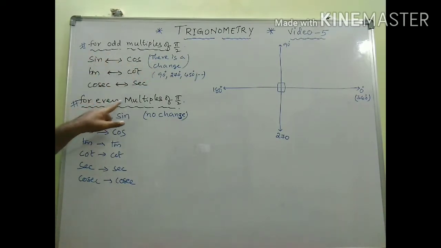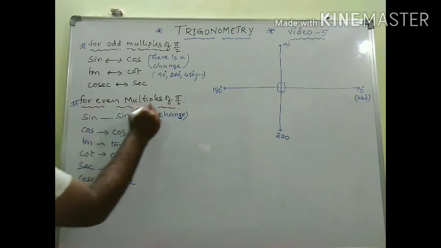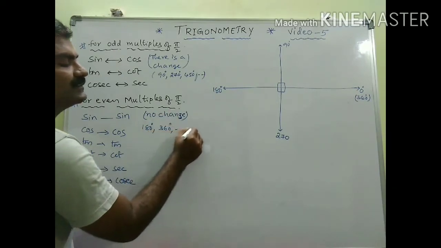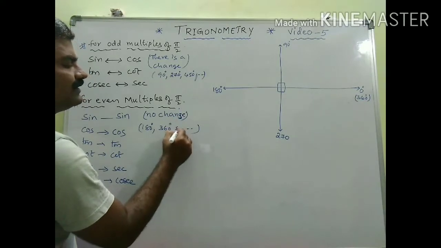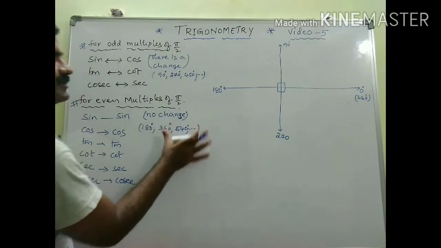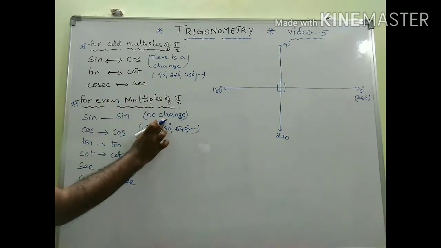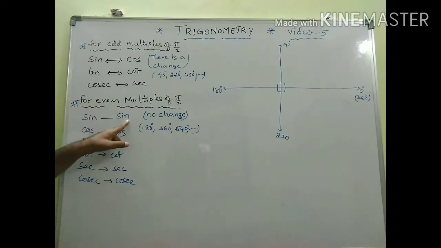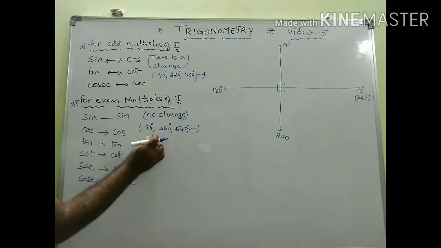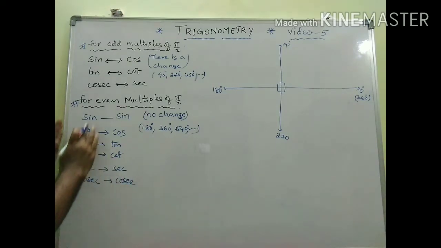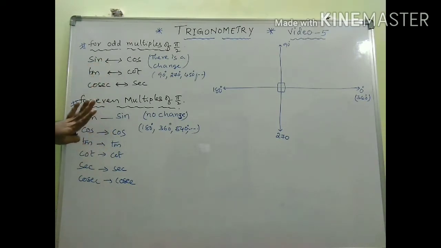But when you come to even multiples of 90, even multiples means 2 into 90, which is 180, 4 into 90, 360, etc. After that, 6 into 90, 540, etc. Then if it is an even multiple of 90, there is no change. Sine, then output also sine. Cos will be cos. Tan will be tan. And the rest of them also as they are. I mean 180 plus or minus theta, 360 plus or minus theta, 540 plus or minus theta, there is no change in the trigonometric ratios. This is the important point you first need to remember.